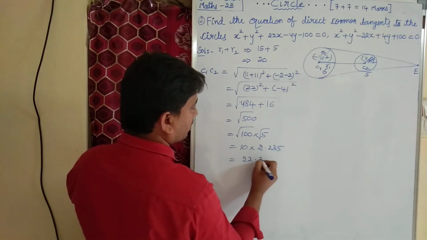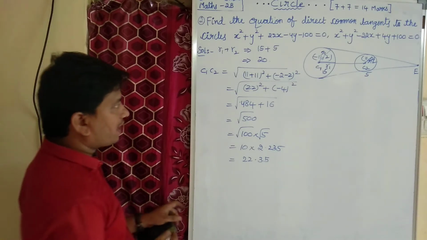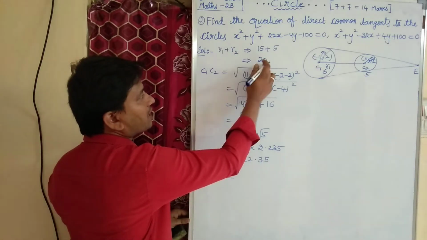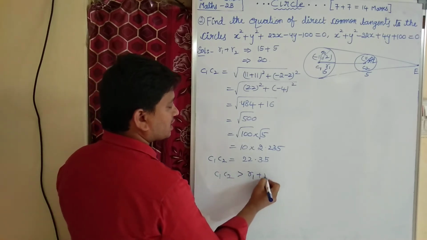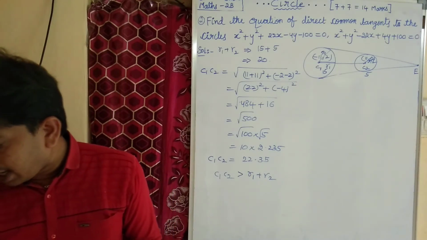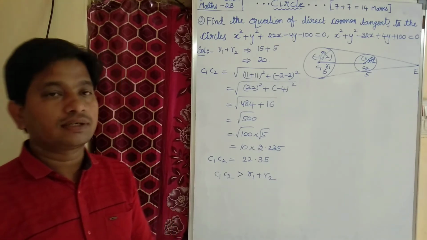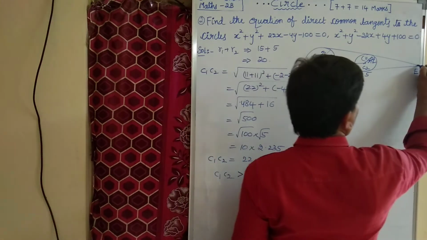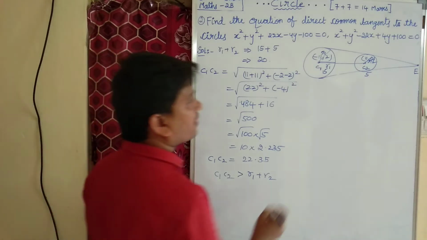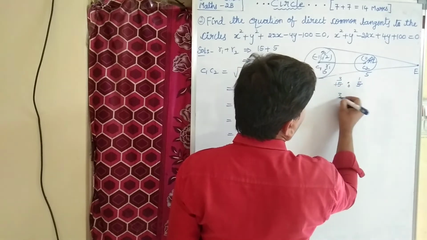So you will get 22.35. If you observe here, the value of C1C2 is 22.35, whereas R1 plus R2 value is 20. I mean C1C2 is greater than R1 plus R2. Then we can say that external center E divides, this is our external center. E divides C1C2 in what ratio? As R1 is 15 and R2 is 5, simplify, 5 3s are 15, 5 1s are 5, so the ratio is 3:1.